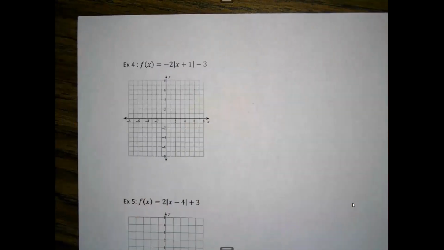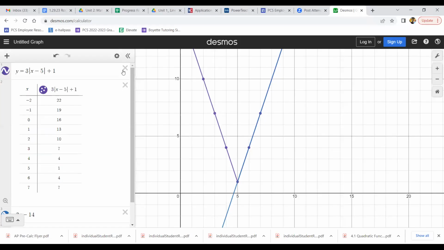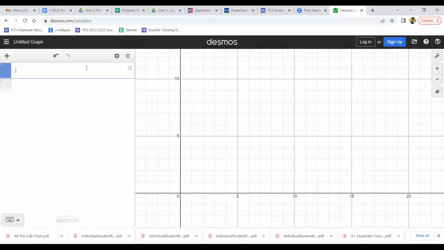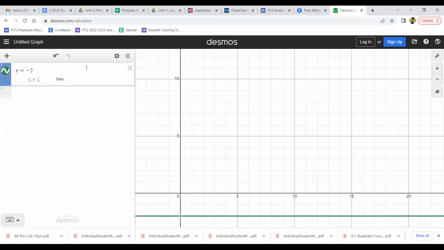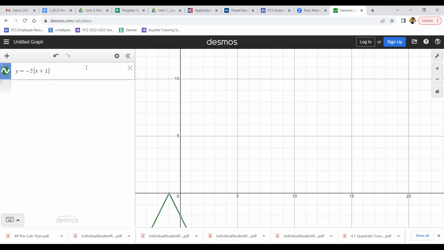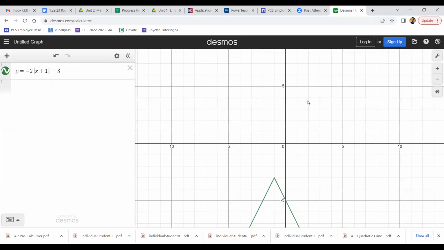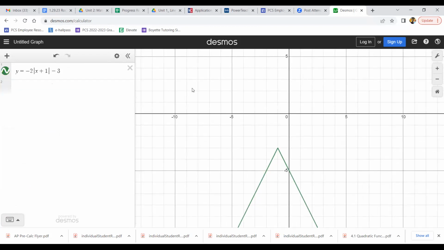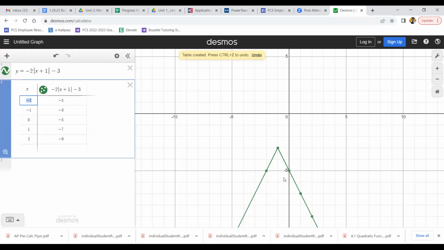So we're going to graph this on Desmos. Let's get rid of everything that we have up here. y equals -2 times (x plus 1) minus 3. So there's the graph. I'm going to go ahead and pull up the table. There's the points.